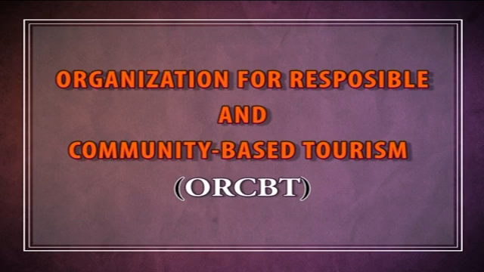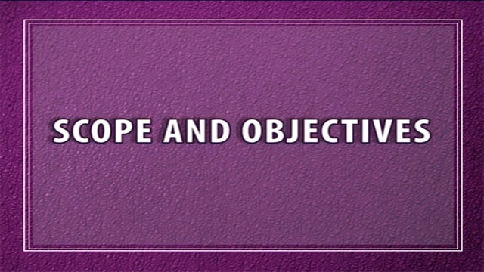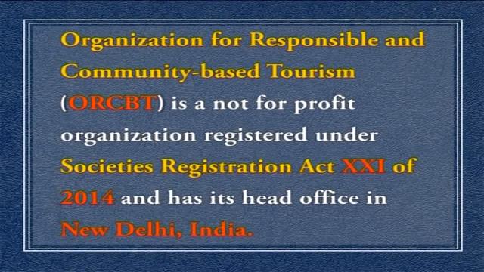Coming to the first one, Organization for Responsible and Community Based Tourism. Its scope and objectives. Organization for Responsible and Community Based Tourism is a not-for-profit organization registered under Societies Registration Act 21 of 2014 and has its head office in New Delhi, India. Aims and objectives of ORCBT towards the tourism development in 2014 are mentioned below.